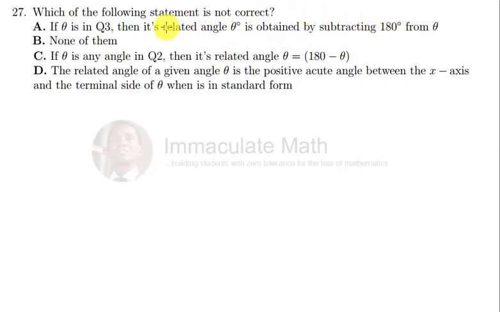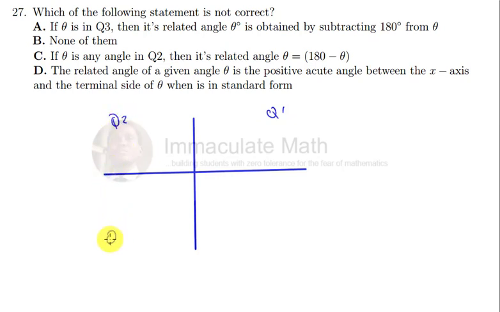Okay, the very first thing you might want to do is understand what a related angle is. The concept of related angle is very simple. Suppose you have your quadrants, so let's say this is your first quadrant, this is your second quadrant, this is your third quadrant, and this is your fourth quadrant. The related angle of a given angle theta is the positive acute angle between the x-axis and the terminal side of theta, when it is in standard form. All right, so that's what we mean by related angle.